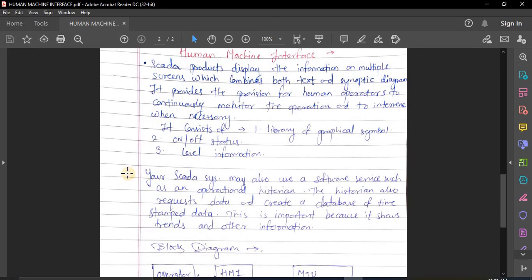Your SCADA system may also use a software service such as an operational historian. As I showed you earlier in the last lecture, the real-time example of RTDS for Krishna Basin. If you are an employee of that particular organization, you can log in to that site and you can see the historical data of the previous 7 or 15 days, in which you can see the different information and trends. Trend means timeline.